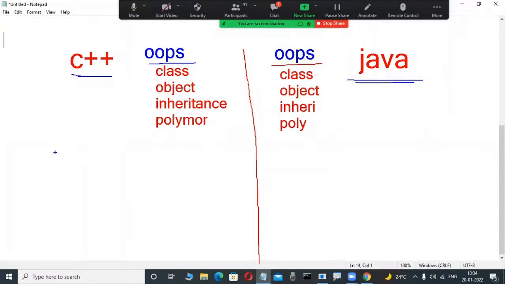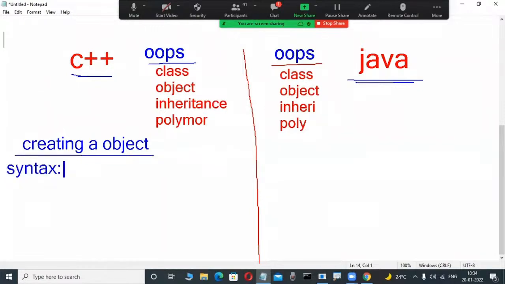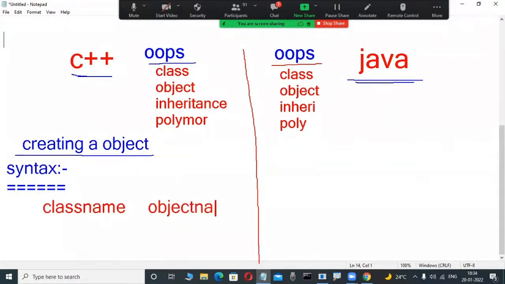Anybody guess? Suppose in C++ I want to create an object from a class, what is the syntax? Anybody technical having an idea? So many persons have an idea. Creating an object from the class, what is the syntax in C++? Observe here, the syntax in C++ is class name, space, object name. This is the syntax to create an object from the class in C++.